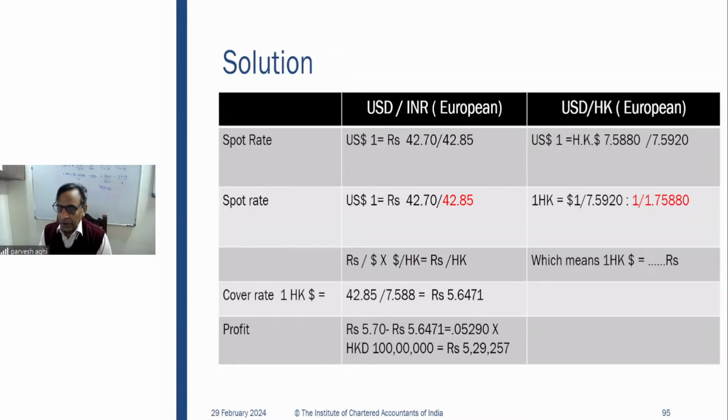So first, what is he going to do? He's going to buy a dollar. First he's going to check at what rate he can buy a dollar. So the dollar rate is 42.85. The second thing he's going to check is at what rate he can buy a Hong Kong dollar by selling his US dollars. So here the two rates are given to you. So we simply take 42.85 and divide this by 0.7588. Okay. So this is the bid rate, but this will become the ask rate here. So he's going to divide that and he's going to get a rate of rupees 5.647.